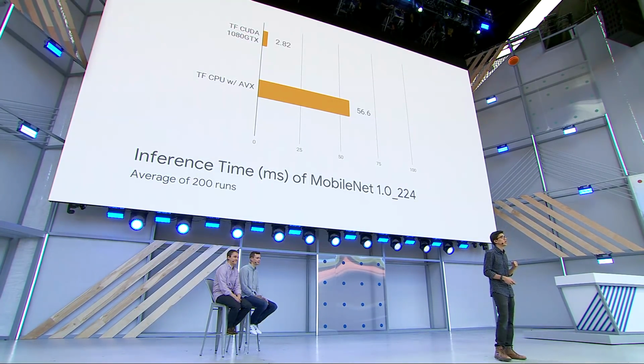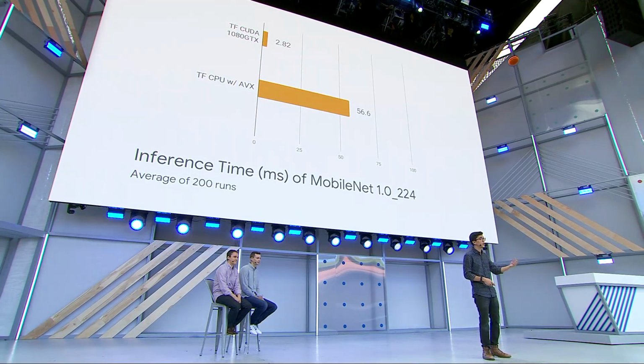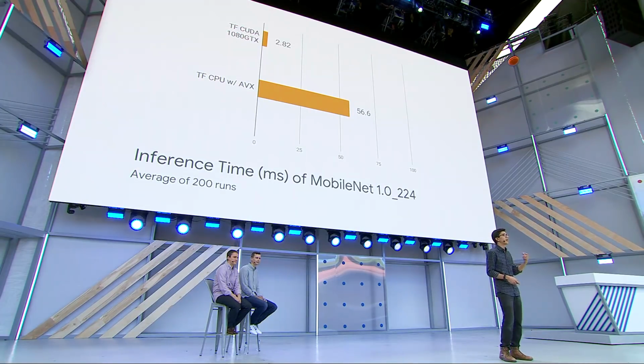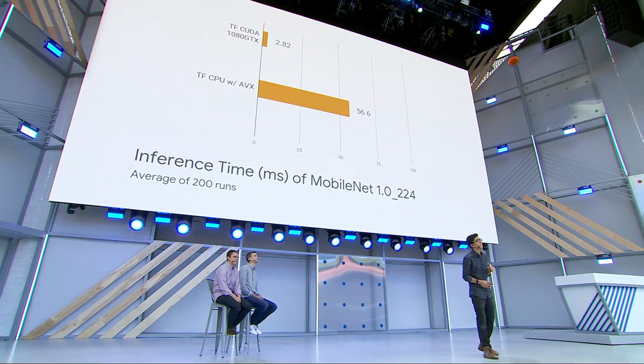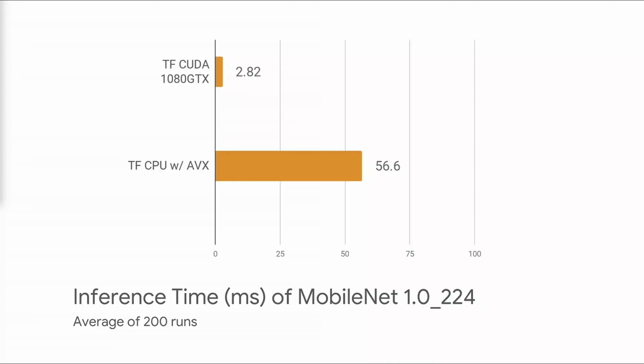On the first row, we're looking at TensorFlow running with CUDA on a 1080 GTX. This is a beefy machine, and it's getting about 3 milliseconds per frame. And I want to mention that the smaller the bar, the faster it is. On the second row, we're looking at TensorFlow CPU running with AVX2 instructions on one of these MacBook Pros here. We're getting about 60 milliseconds for a frame there.